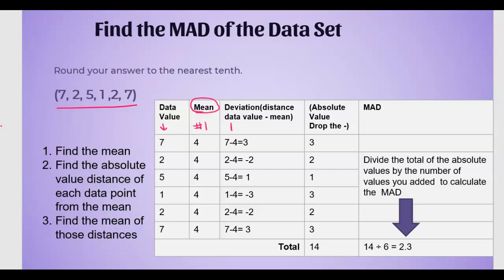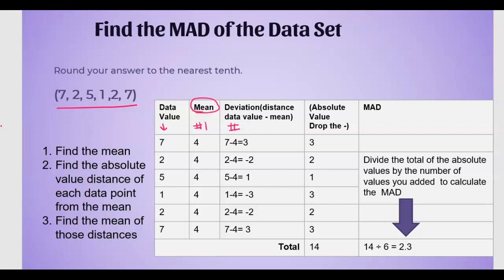Step number 2 is I subtract each value from the mean. So you can see where I have done that here. 7 minus 4, 2 minus 4, 5 minus 4, 1 minus 4, 2 minus 4, and 7 minus 4. And there's those numbers. That's the deviation. That's how far away each one of these values is from the mean of 4.